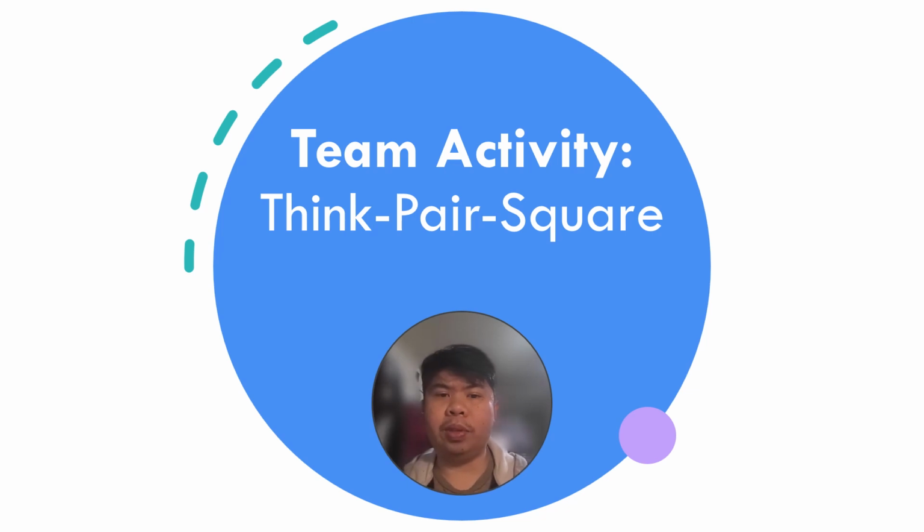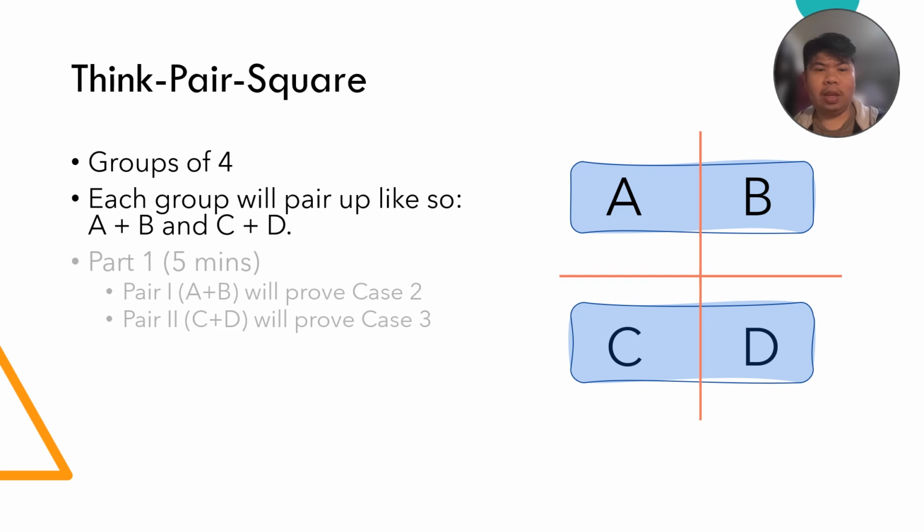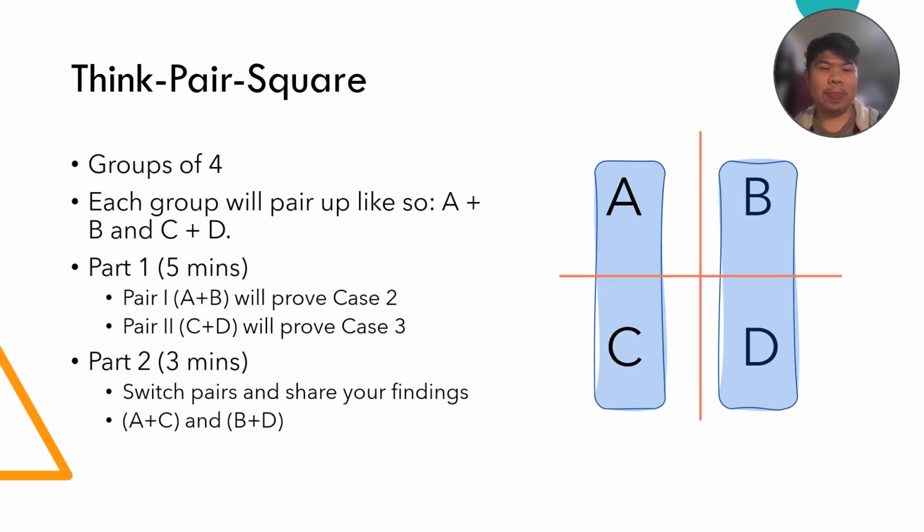So now we will do our team activity, which is a think pair square. In case you forgot, here are the instructions for a think pair square activity. In groups of 4, each group will pair up like so. So, name yourselves A, B, C, and D. In the first 5 minutes, pair 1 will prove case 2, and pair 2 will prove case 3. And after 5 minutes, in part 2 of the activity, we will switch our pairs and share your findings.